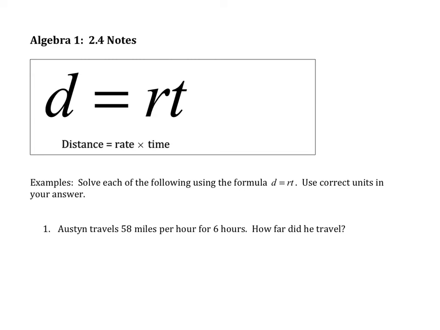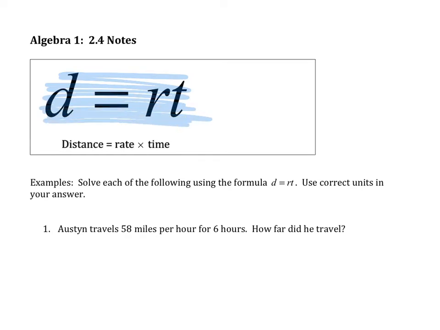Hey guys, so we're moving on to the next lesson, 2.4, and it's a very simple, easy lesson for you, so hopefully it won't take you too long. The whole basis of this lesson is interpreting a word problem and making it into an equation that looks exactly like this: D equals RT. So all of our equations should look like this.